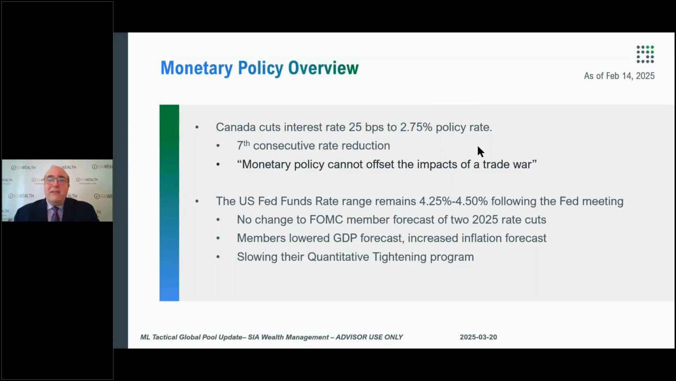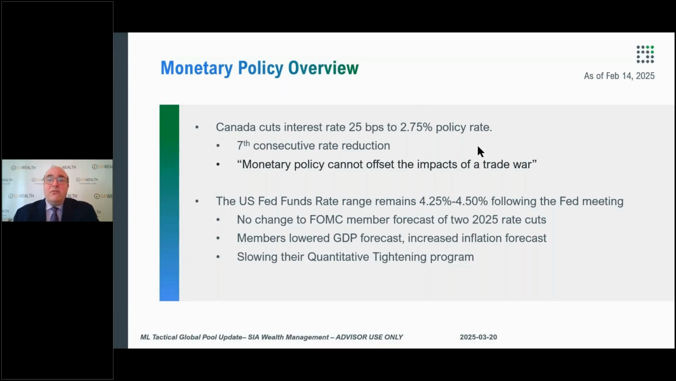And that's pretty important. The Bank of Canada can only do so much, but a lot of it is going to end up playing out through the currency. The spread between Canadian interest rates and US interest rates remains quite wide. At yesterday's Fed meeting, the Fed kept the Fed funds rate in the 4.25 to 4.50 range. They made no change to the dot plot.